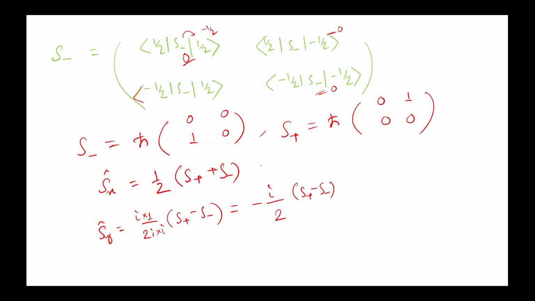Okay, now you just do the matrix summation. So S plus and S minus, so you will get H cross and 0 1 1 0, and there is one half here. So now here you have minus i.